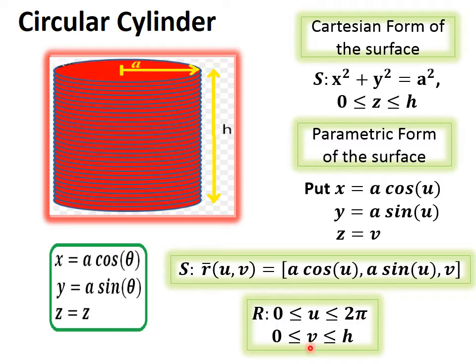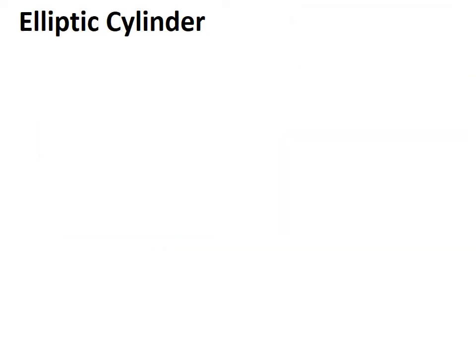The angle u varies from 0 to 2 pi. Height v varies from 0 to h. Whatever be the height of the cylinder, that is the variation for the height variable v. Every time we are keeping the circular ring, so theta varies from 0 to 2 pi.